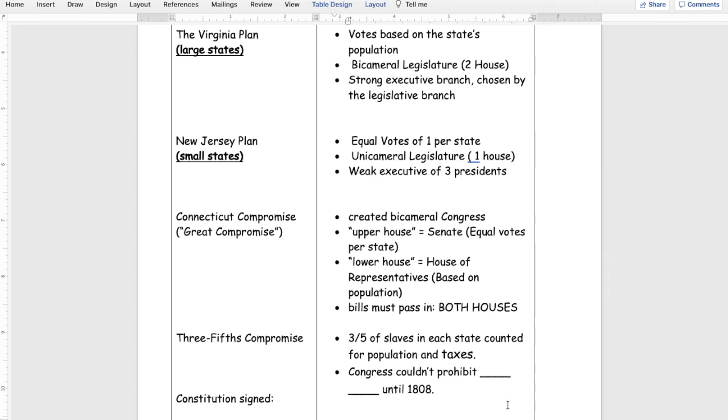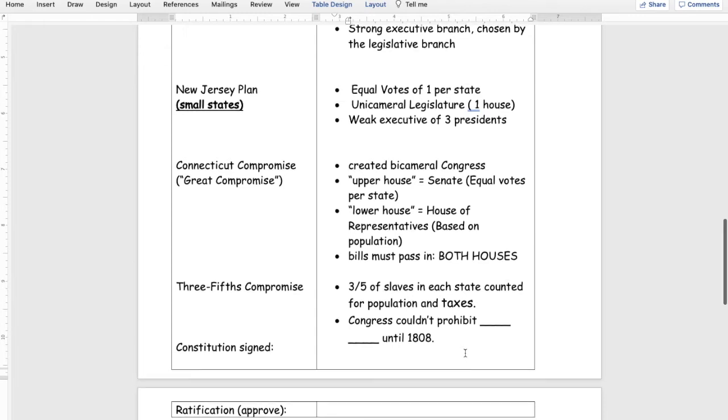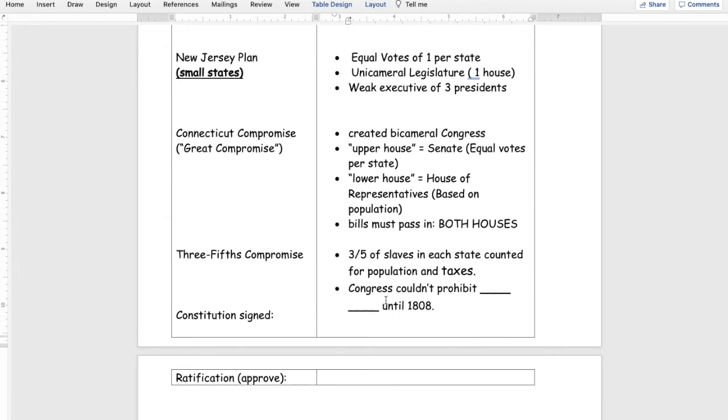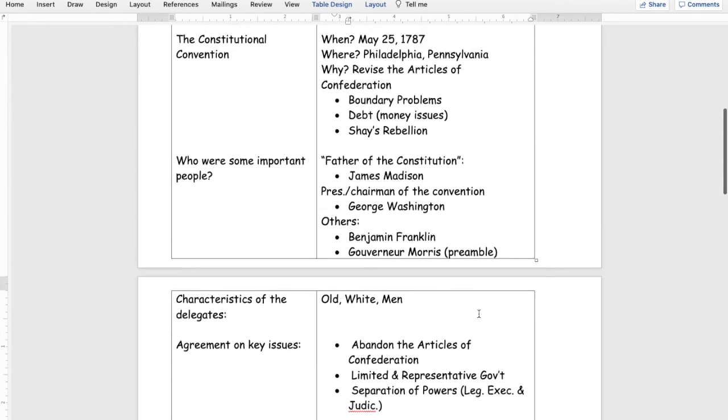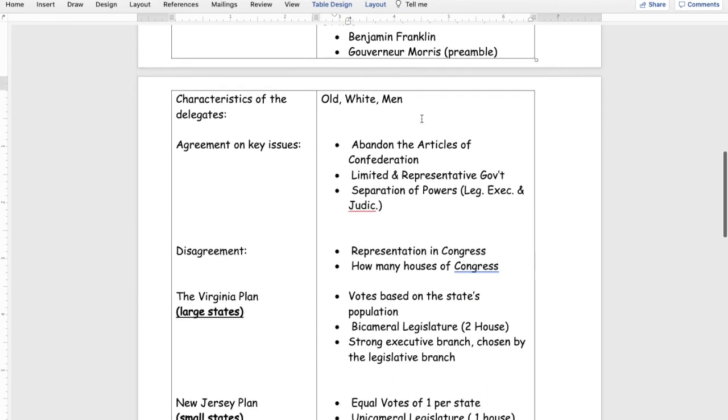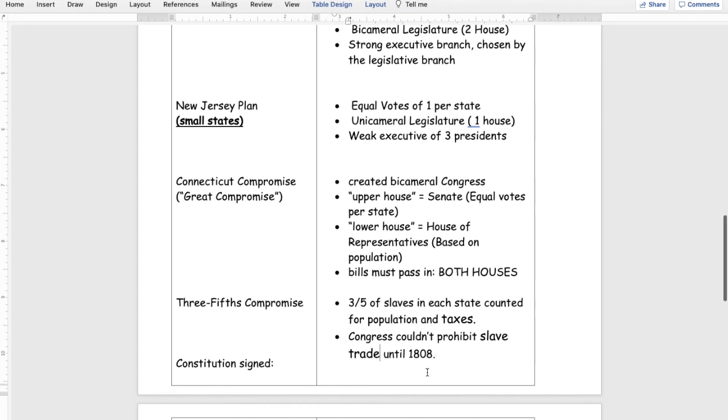taxes. Saying you can count them for population, but you're going to have to pay some money for them as well. The southern states agreed to this so that they could get more people in their population, and they were okay with paying a little bit more money so that they could have a higher population. And then finally, Congress was not allowed to prohibit slave trade until 1808. Now remember, if we scroll up and see when this Constitution started, 1787. And they're saying you're allowed to trade slaves up until 1808. That's basically 30 years.